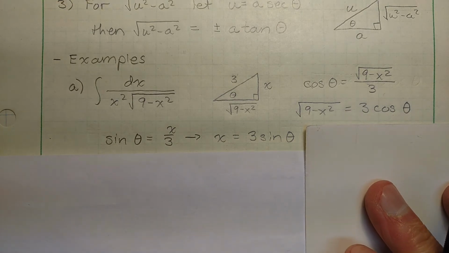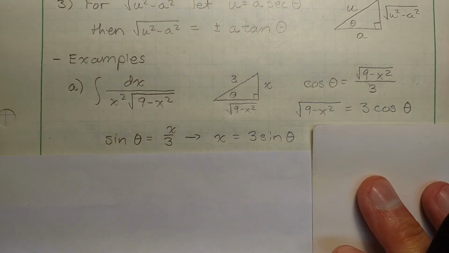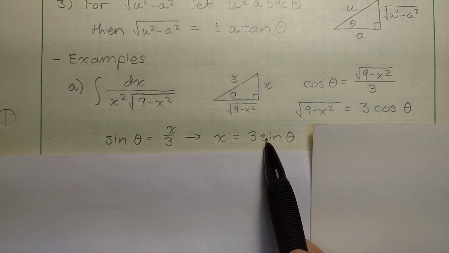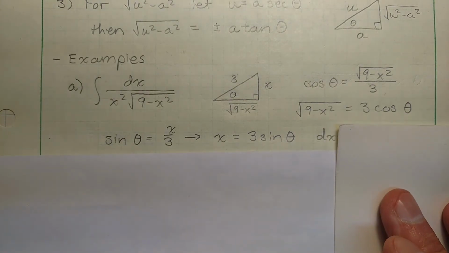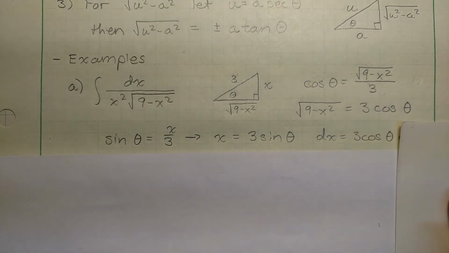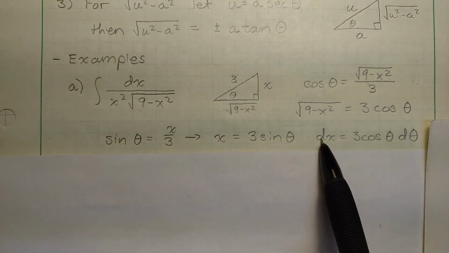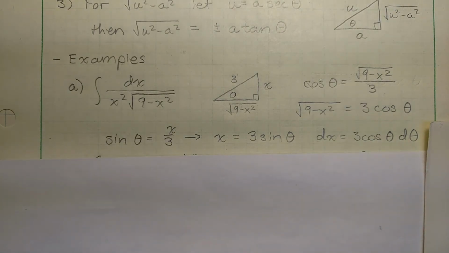So I need to substitute for dx in terms of theta. If I take the derivative of x, if x is this, then dx would equal the derivative of sine, so 3 cosine theta d theta. Remember, dx is the derivative times d theta, using differentials like that. Should be something you're familiar with, very similar to when we did u substitution.